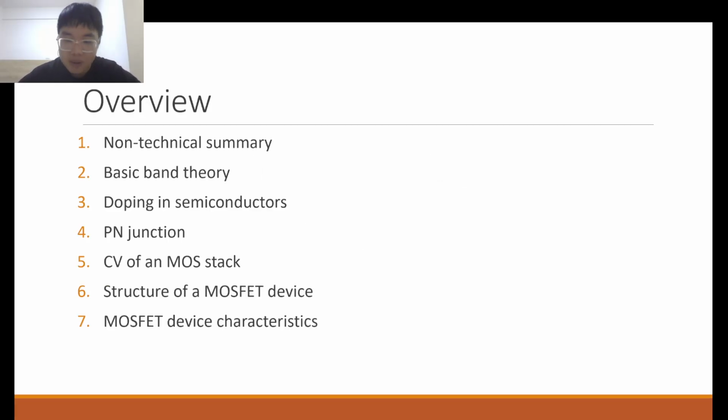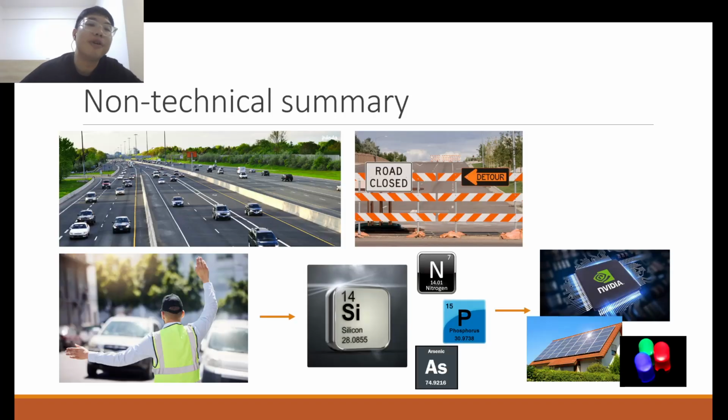Once again, this will be the overview of what I'll be covering in this chapter, so it's pretty long, so bear with me. Firstly, a non-technical summary. What are semiconductors? You can think of electrical conductors as a highway where a lot of cars travel at high speed and high volume, with no traffic lights or barriers to the flow of cars at all. And you can think of electrical insulators as a closed road. The road is blocked, and you're not able to drive on it. No cars are able to drive on it at all.